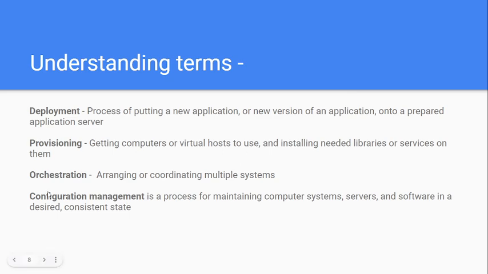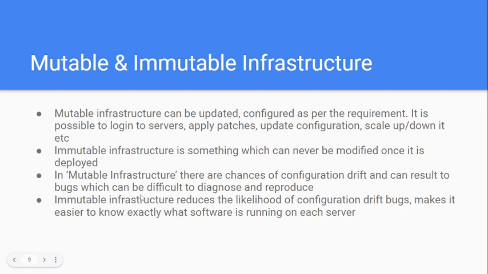Orchestration means arranging multiple systems. So we'll be learning about Kubernetes and all, and Kubernetes manages the containers, so that will be considered as orchestration. Okay, so arranging or coordinating multiple systems is called orchestration. And configuration management is whatever we do after first time installation, the configuration for that particular resource, that will come under configuration management. Okay, now the important term is mutable and immutable infrastructure.